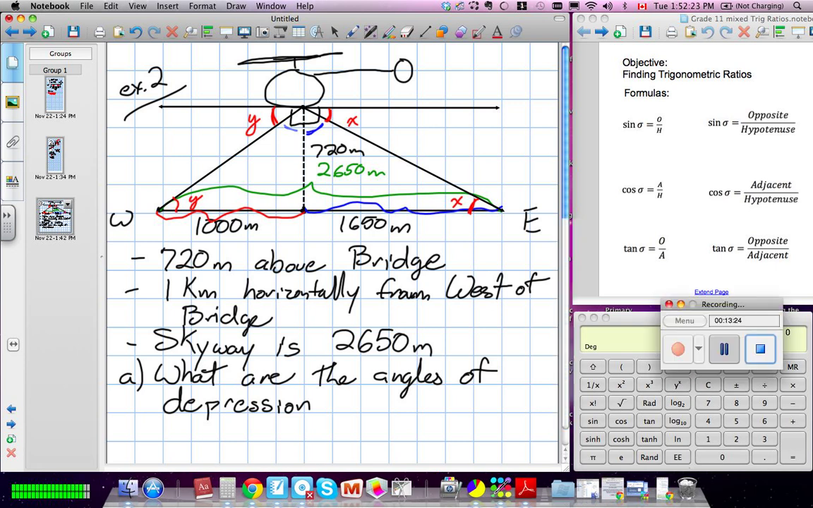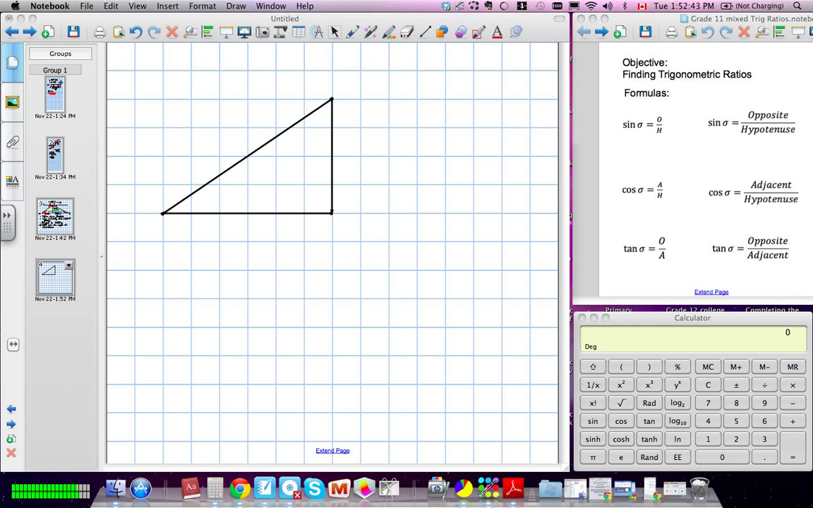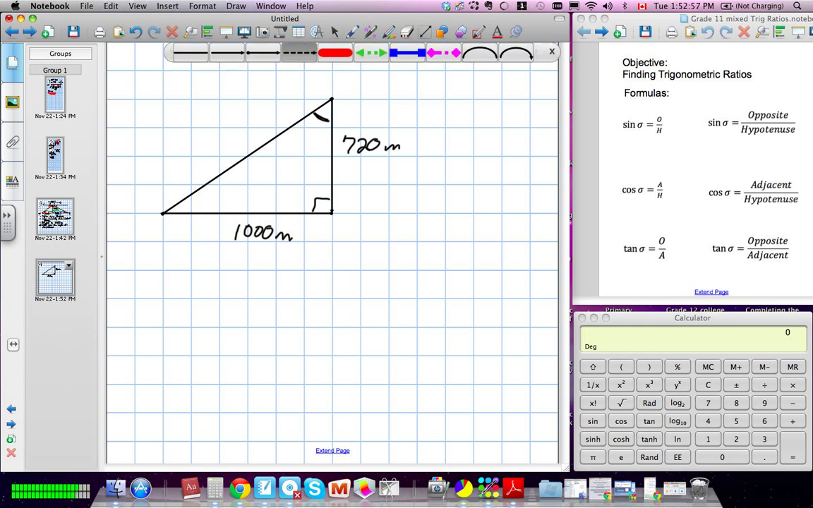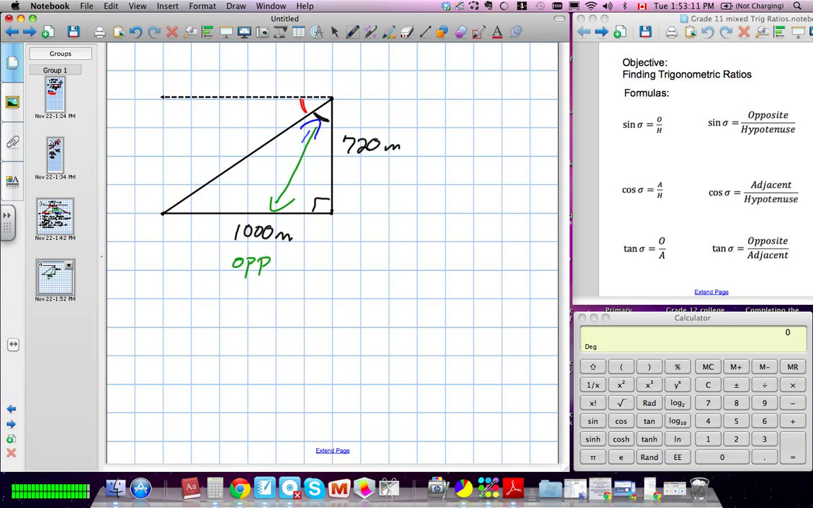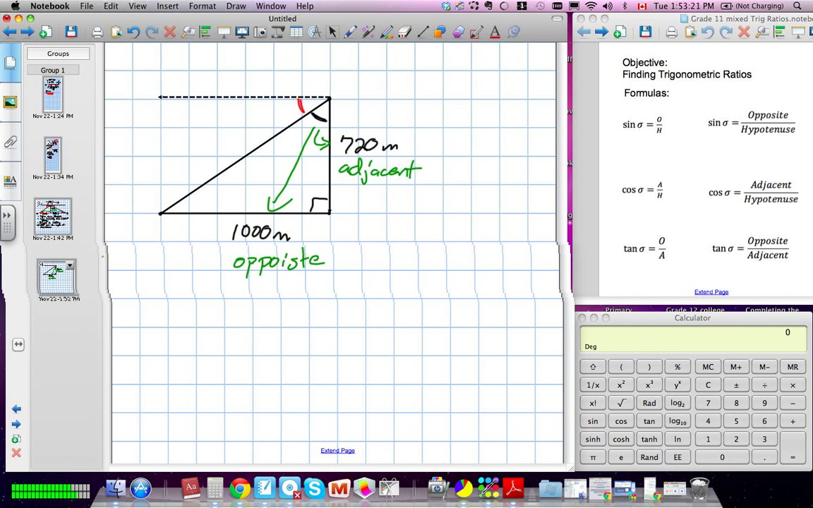All right, so our first triangle from the helicopter was 1,000 meters to the west end of the bridge, and it was 720 meters above. We're looking for this angle because we know that our angle of depression will be 90 degrees minus that angle. Okay? So, again, because I'm looking for this specific angle, I have to verify what sides of the triangle I have. What side would this be considered? That's right. And the other side would be adjacent. So which of the formulas, or which ratio, will we use? We're looking for our tan.